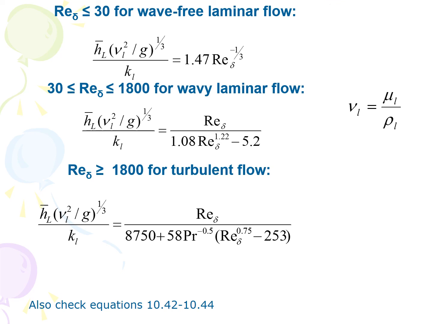Note that h bar L, and Reynolds number, can be written in terms of m dot, using Newton's law of cooling, and the definition of Reynolds number. Hence you can potentially solve for m dot, the condensation rate.